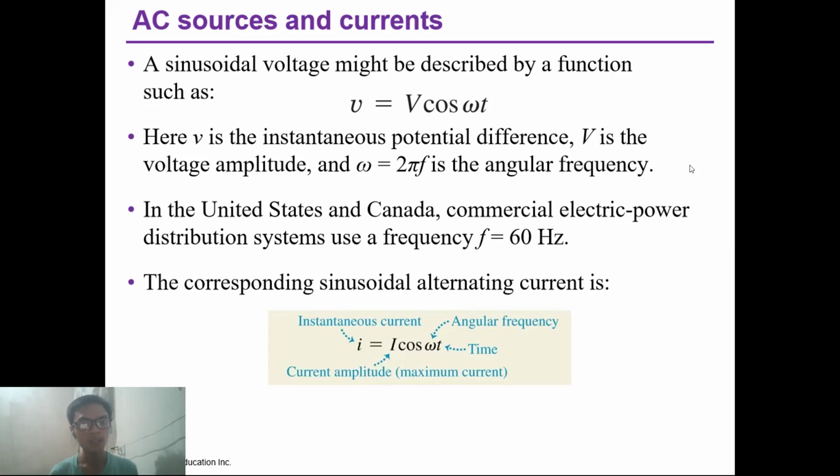The corresponding sinusoidal alternating current is described by the following formula, in which i, the instantaneous current, is equal to uppercase I, which refers to the current amplitude, times cos ωt, where ω is the angular frequency and t is the time. And remember that the current amplitude here is the maximum current.